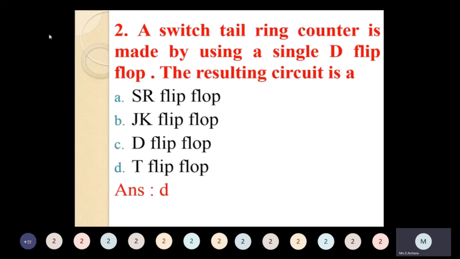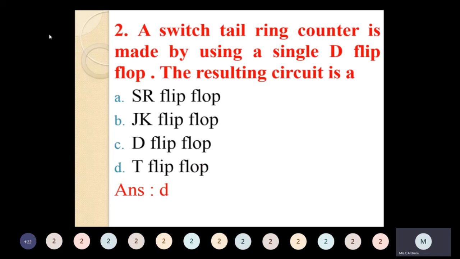Let me move to the next question. A switch tail ring counter is made by using a single D flip flop. A switch tail ring counter, so it is a ring counter. We know that in a ring counter, the output of the last flip flop is connected as an input to the first flip flop, and that is called a ring counter.